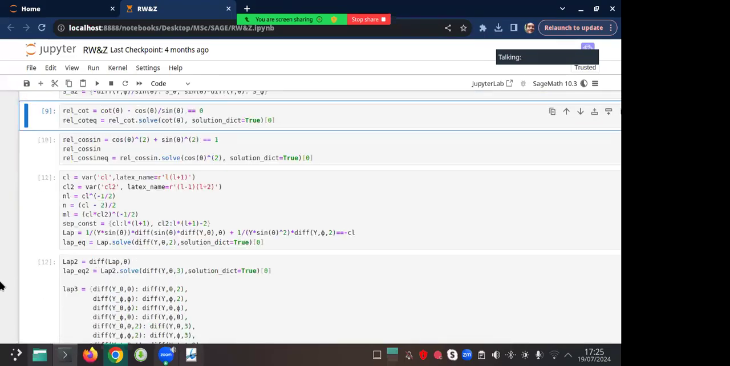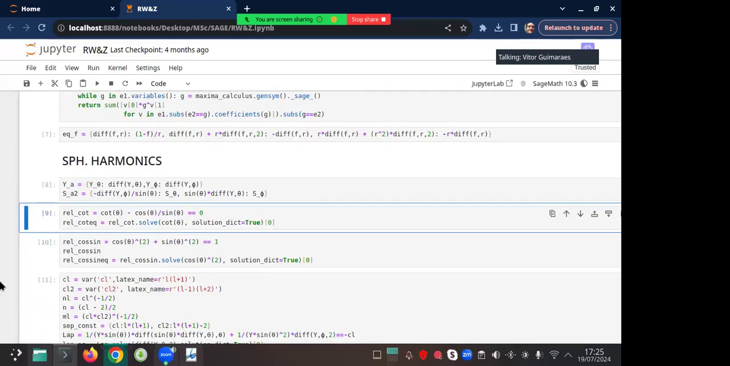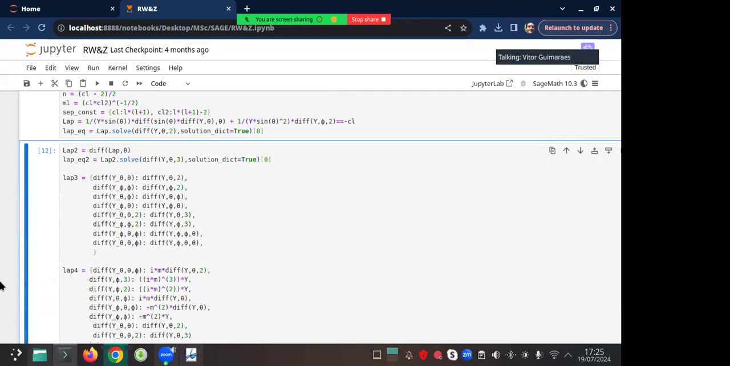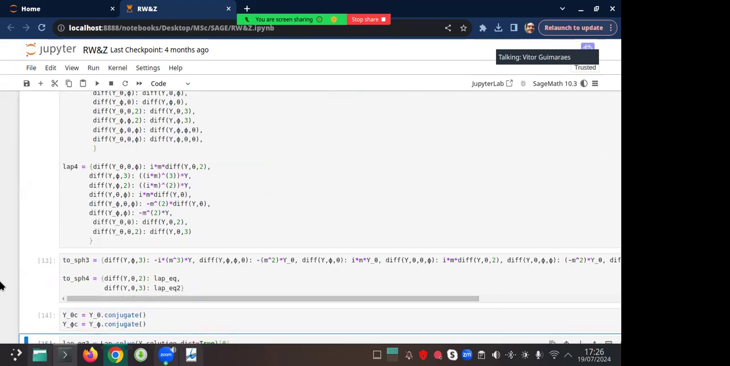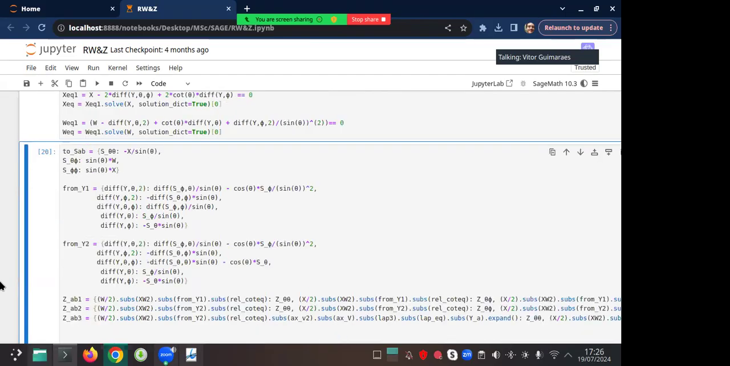So yeah, here we define these spherical harmonics and some relations that they have. These are also relations that I want to substitute maybe later, only to teach Sage to take the derivatives of these objects. Some identities as well. All right, let's go to the interesting parts.